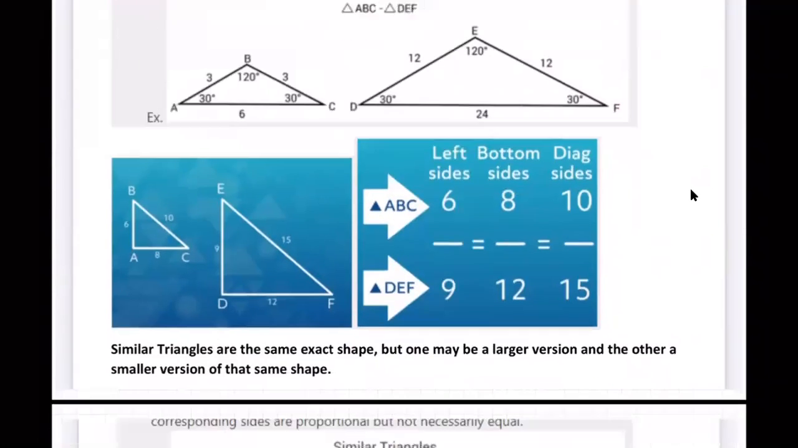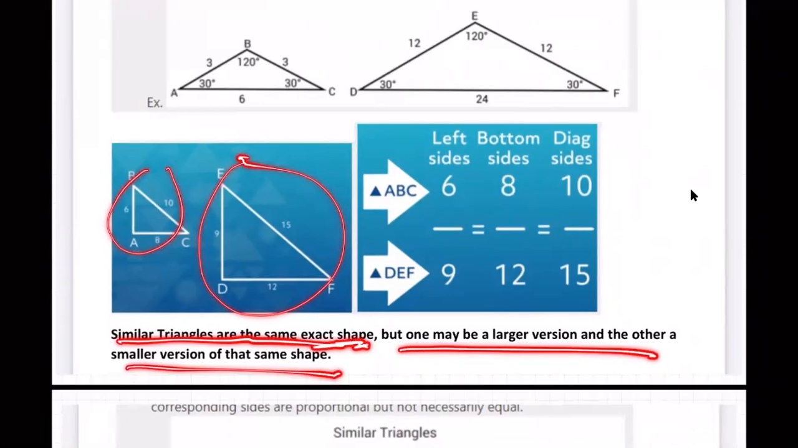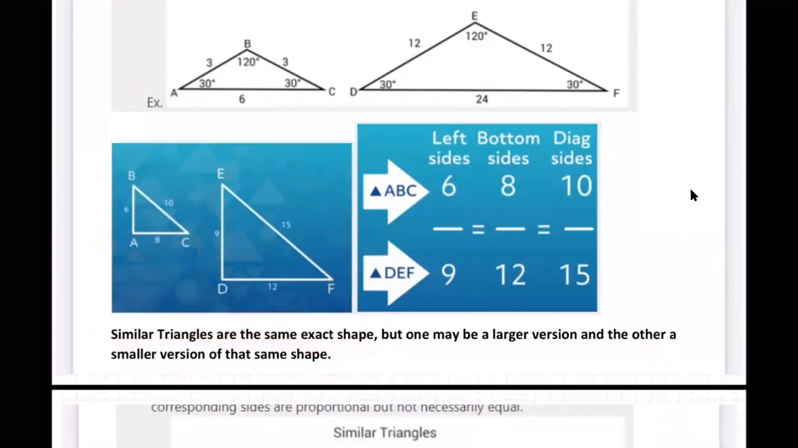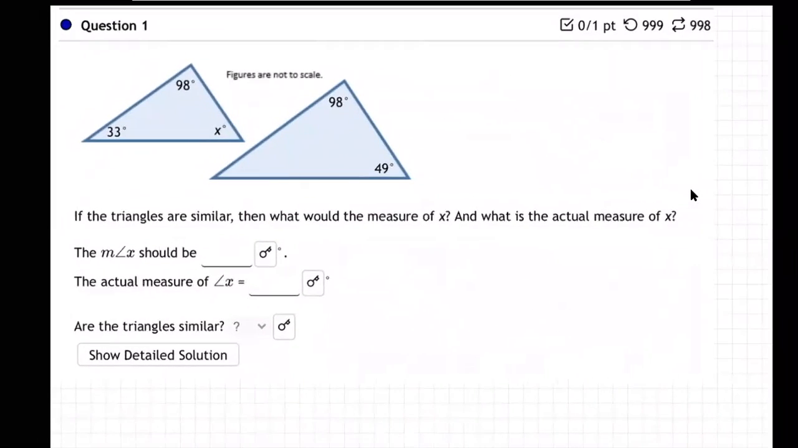Similar triangles. And same thing here, right? These two triangles are certainly not identical. They're not the same. One of them doesn't fit right on the other one. They're not identical, but they're the same shape, just different sizes. So that's similar triangles, the same exact shape, but one's a larger version than the other. The other's a smaller version. All right. So let's do question number 1 here.